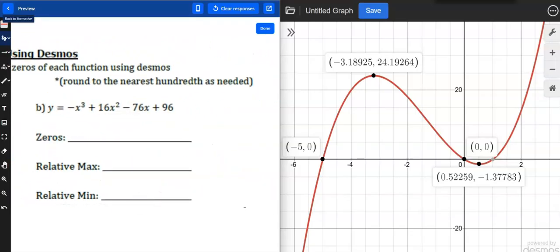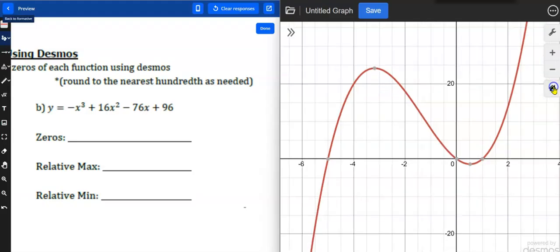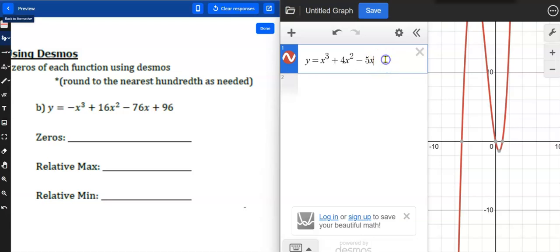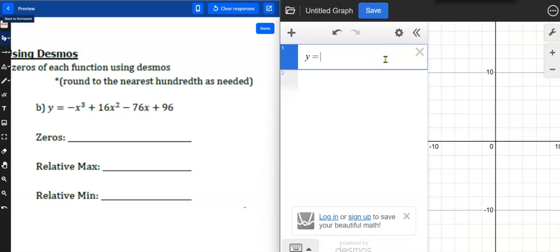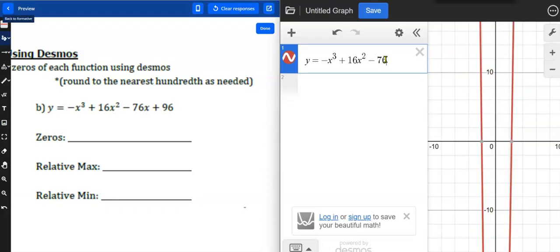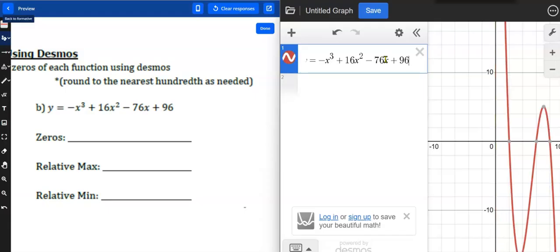All right, let's try it on the next one. Got to get my new graph drawn. Now, if you ever want to go back to the original default window, you want to click on this little house. It's the home button. You click on that, it goes back, and you can see the home button disappeared because I'm already on the home screen. Okay, so back in here and try this again. -x³, and you can see the graph changes every time you add something new to it. -76x plus 96. So here's my weird looking graph.